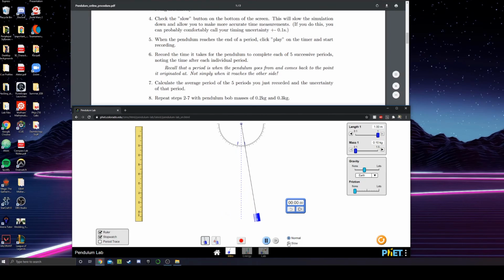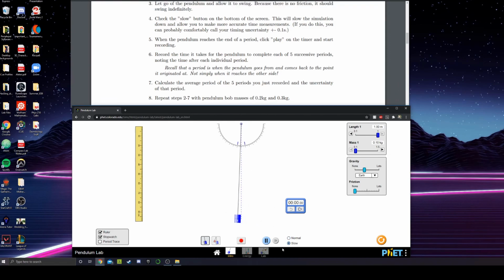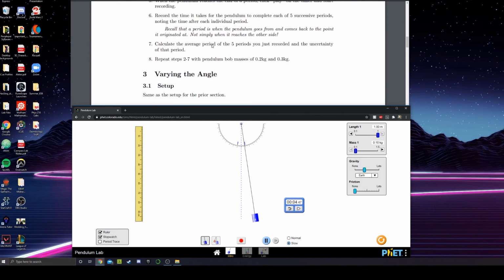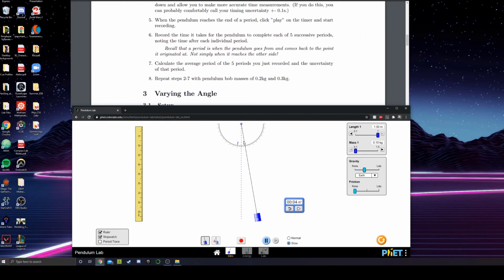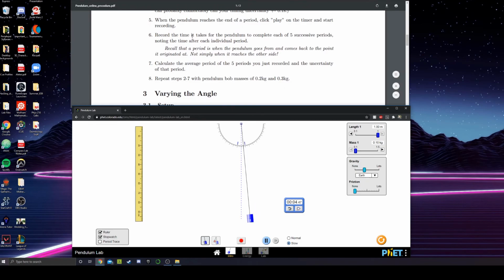Now it says check the slow button so that it slows things down. What you'll notice here is that if I start timing, the timer is actually slowed down on the same scale as the simulation is. Now if I speed it back up, you'll notice we go back to the original timing. We're going to do that in order to make some more accurate timing measurements. And now it says when the pendulum reaches ostensibly here, click play on the timer and start recording.